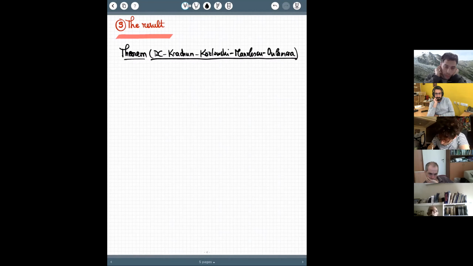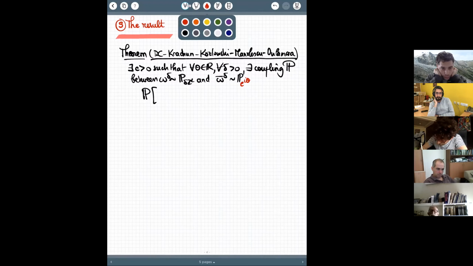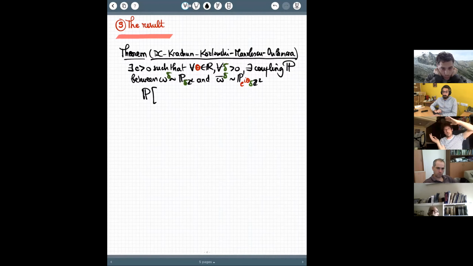It says there exists a constant C such that for any theta in R and any delta positive, there exists a coupling, let's call it P, between omega delta, which is sampled according to Bernoulli percolation on delta Z2, and omega bar delta, which is sampled according to Bernoulli percolation on e to the i theta delta Z2. Delta is the mesh size, and theta is the angle.